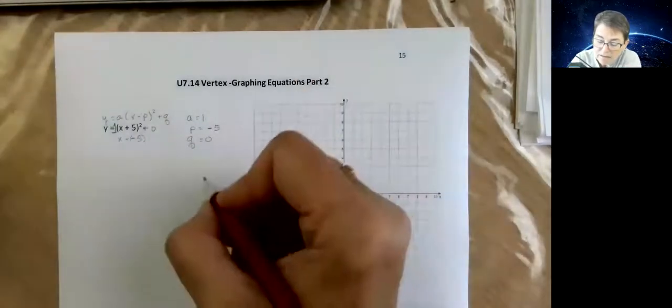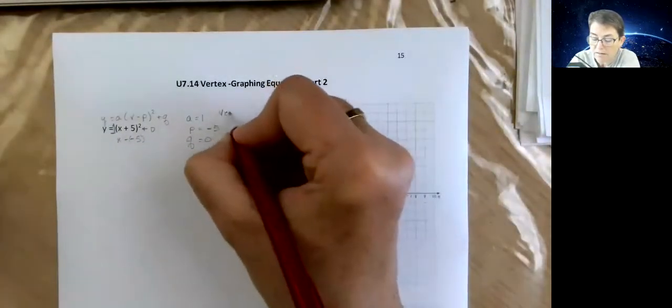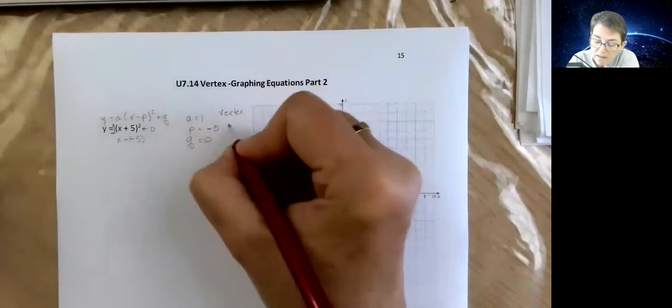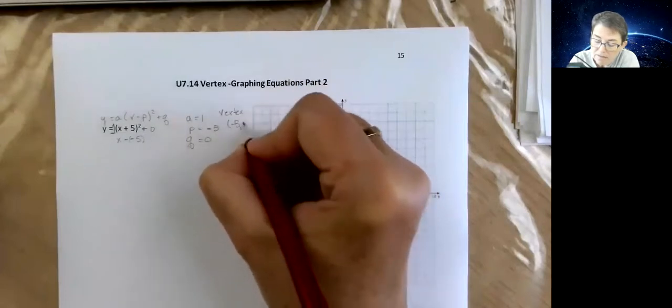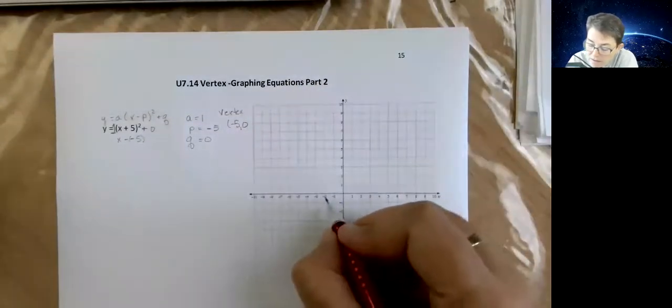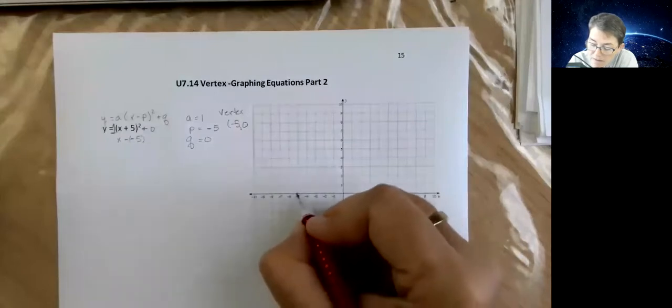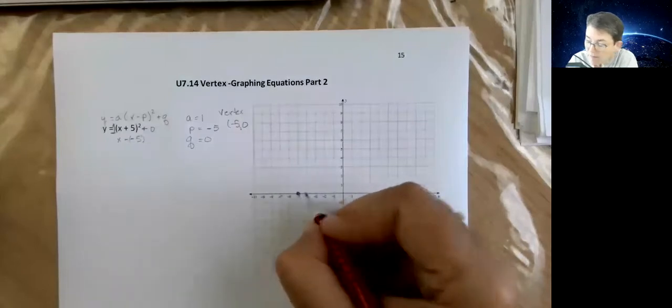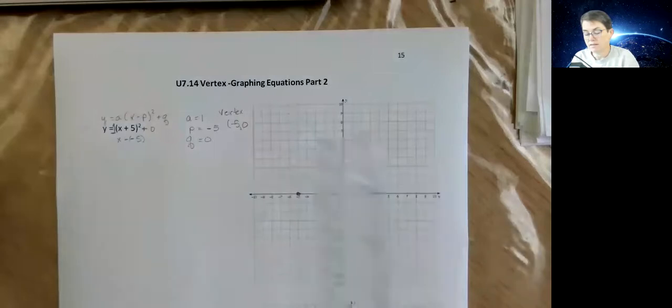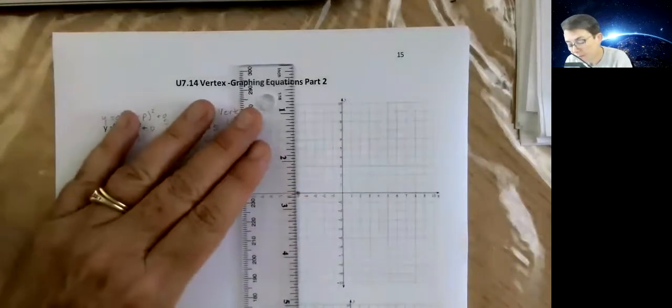So my vertex is minus 5 and 0. So 1 is my vertex. Draw your axis of symmetry.